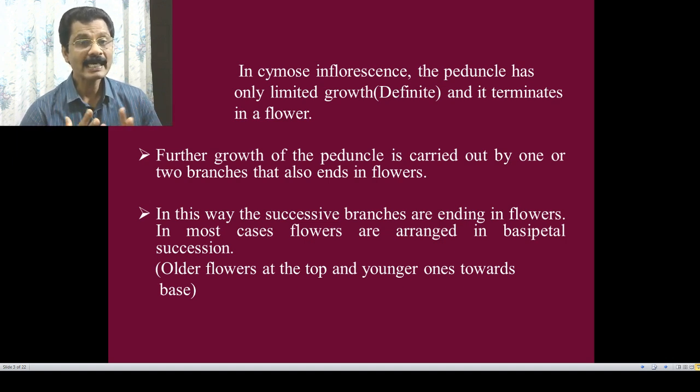And the flowers are arranged in a basipetal succession. In the case of racemose inflorescence, there we can see the acropetal succession. Here you can see the basipetal succession. That means the older flower is seen at the top and the younger flower at the base. That is the mode of arrangement of basipetal succession. Could you follow me?